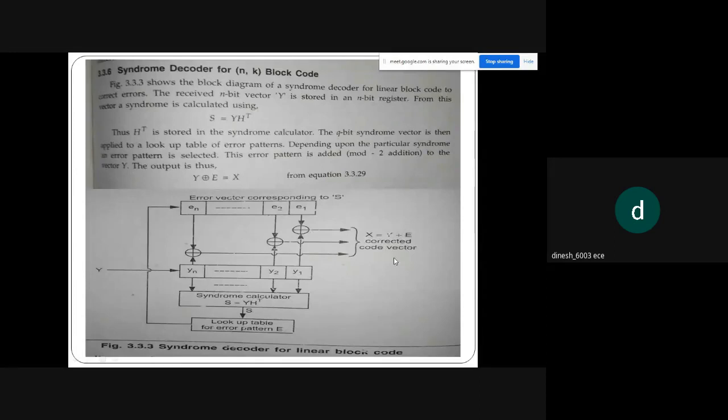So this is the syndrome decoder block diagram, or this is how we construct a syndrome decoder for linear block codes.